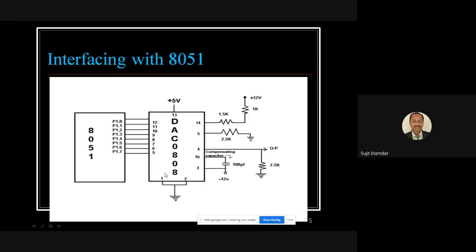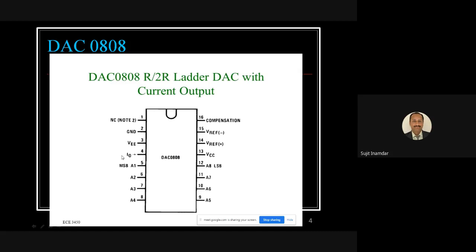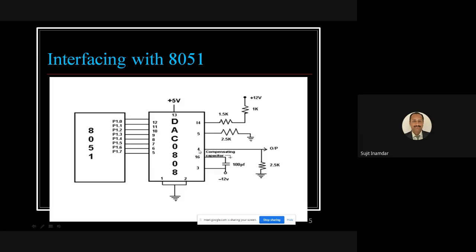After that, in this diagram, pin number 4 is the output. If you are looking here, pin number 4 is giving output current, and that is converted into voltage by inserting one resistor across it, so that across this 2.5k we will get the respective analog voltage. This is the simplest way they have shown in this particular diagram. Got it?